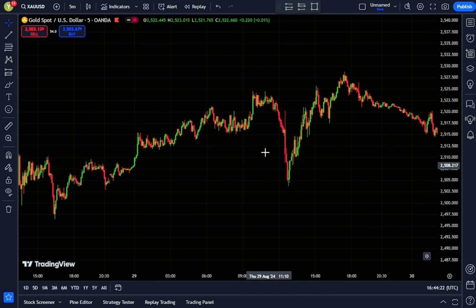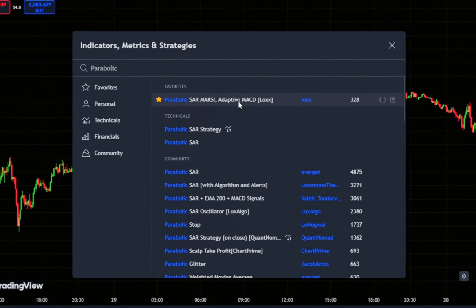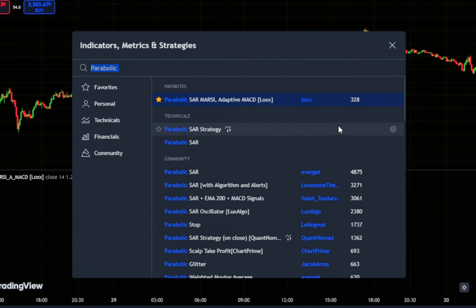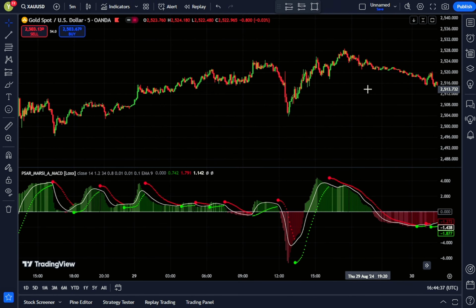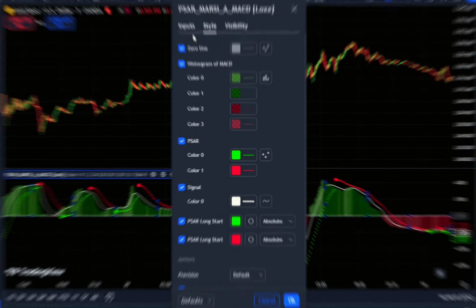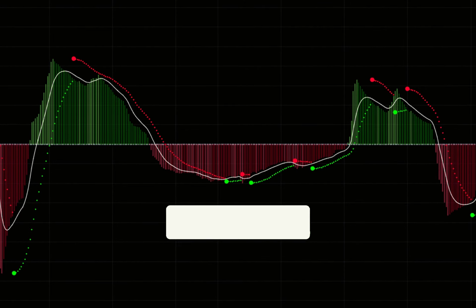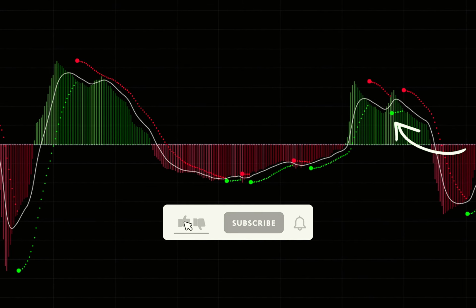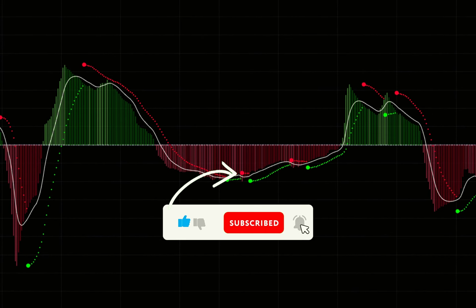Go to the Indicator Search tab and type Parabolic SAR Mari Adaptive MACD. Select the one by LOCKS. This unique indicator combines RSI, Parabolic SAR, and MACD. Leave the settings at their default. This indicator provides buy and sell signals when the histogram bars and dot are green. That's a buy signal. When they are red, that's a sell signal.